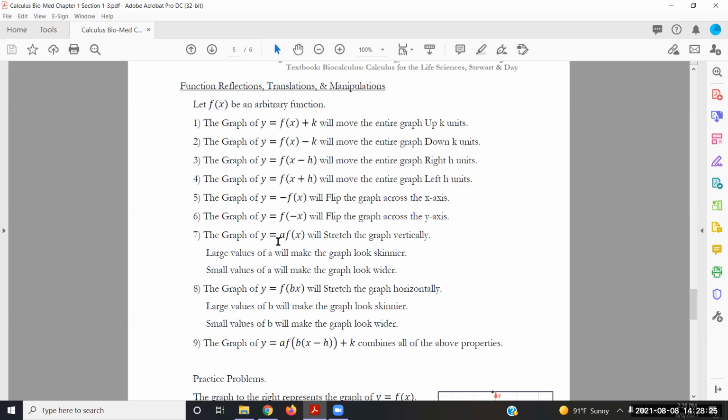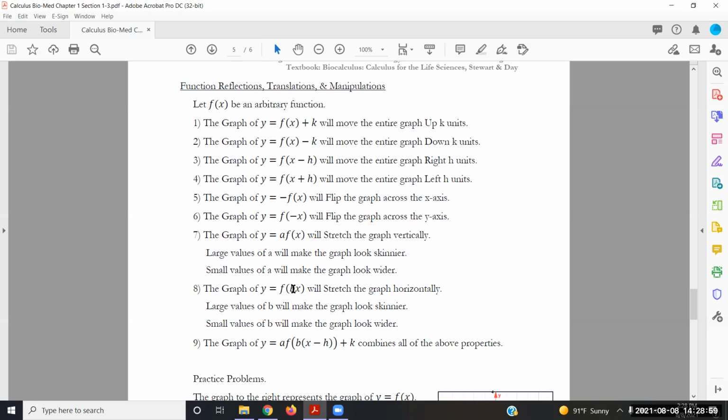And so a times f of x, anything outside of the function, is going to modify how it's looking vertically. If it's on the inside of the function, that's going to modify how it looks horizontally. And the graph of a f of b(x minus h) plus k combines all of those properties. The one in here which is most confusing for folks is probably the horizontal. Large values of b make it look skinnier, and small values make it look wider.